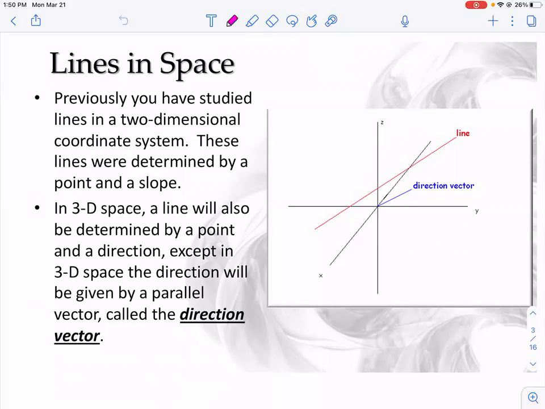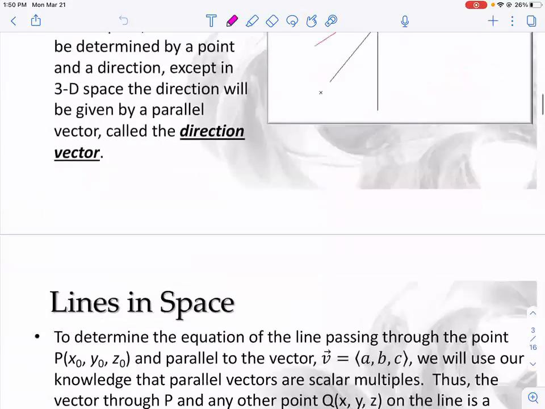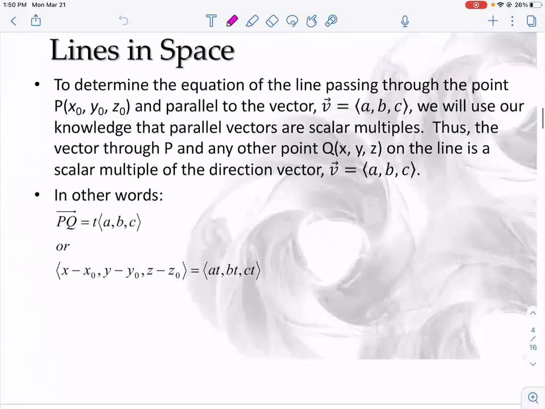So you see this red line right here. Here is a vector in standard position that is parallel to this red line. So we're going to use this direction vector and a point on this red line to actually write the equation of the line. I'm going to talk a lot before you even need to write something down.